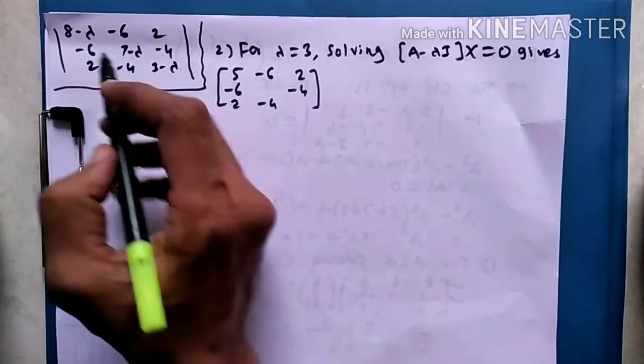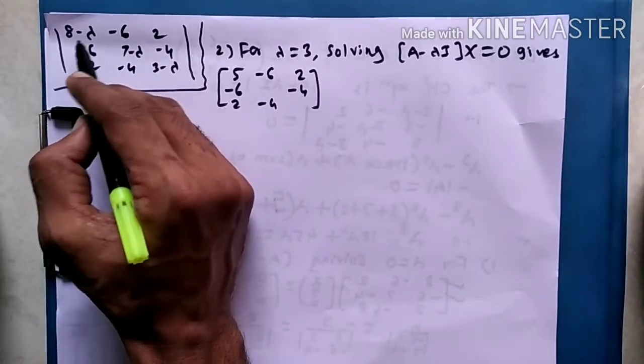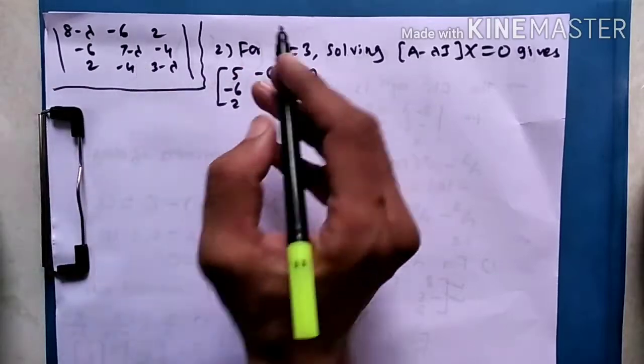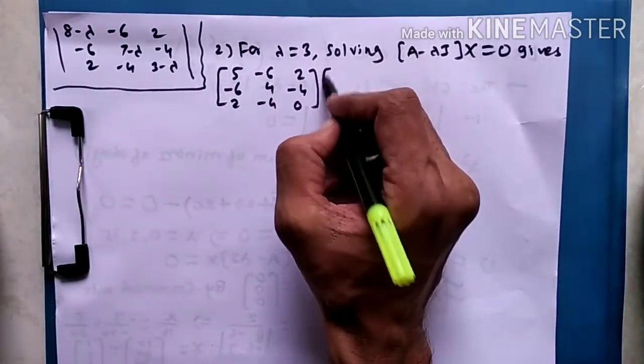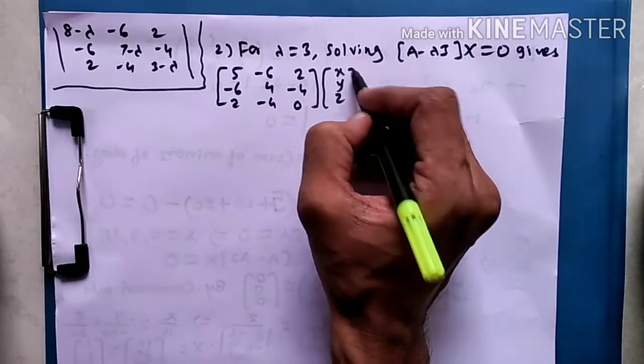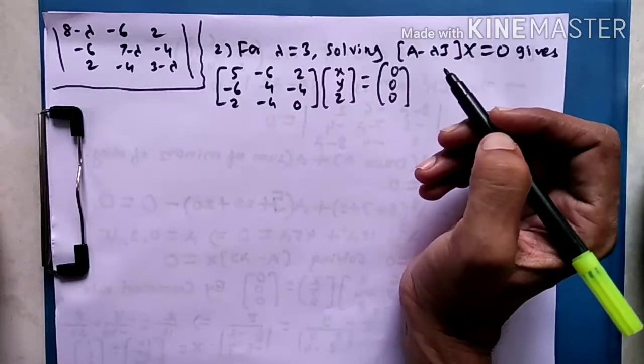Now see the diagonal elements. First is 8 minus lambda. If you put lambda equal to 3, it is 8 minus 3, 5. 7 minus 3 is 4. And last is 3 minus 3, that is 0. Into capital X, which can be written as X, Y, Z. And the RHS is again 0, 0, 0.